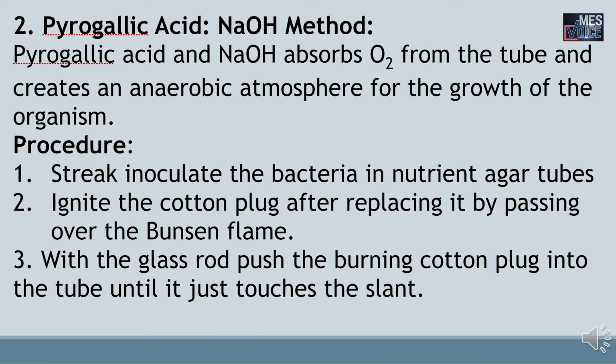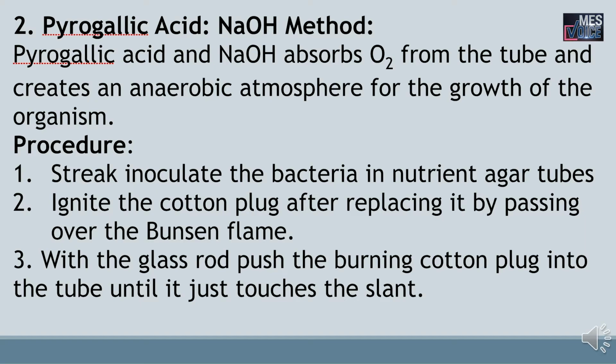The next method is the pyrogallic acid method. In the pyrogallic acid NaOH method, pyrogallic acid and NaOH absorb oxygen from the tube and create an anaerobic atmosphere for the growth of the organism. So, in this method, at first the organism to be inoculated is streaked onto the surface of nutrient agar tubes, and next, immediately after streaking, the cotton plug is ignited, and after igniting it is pushed into the tube with the help of a glass rod.